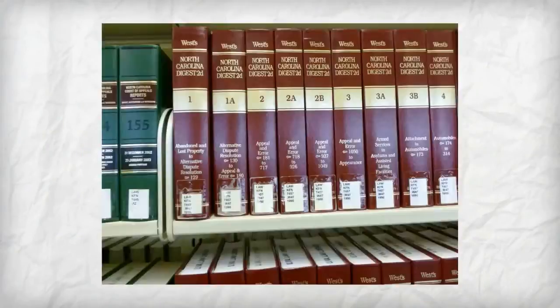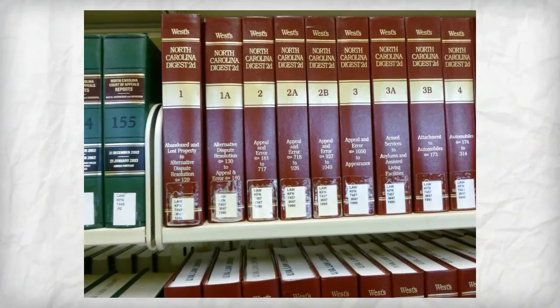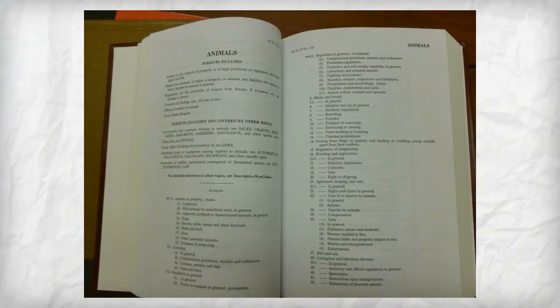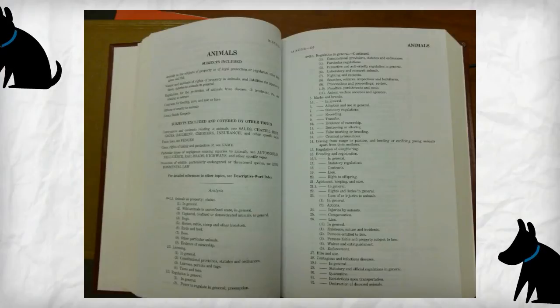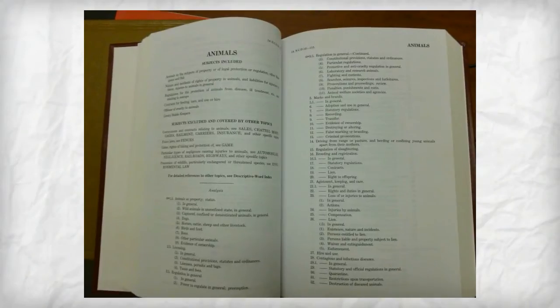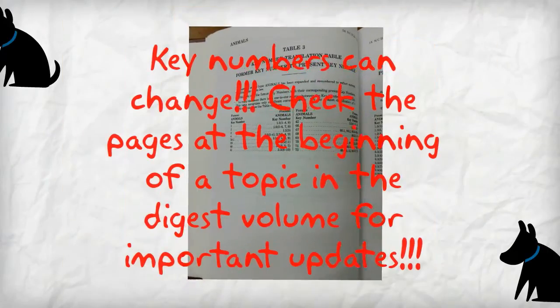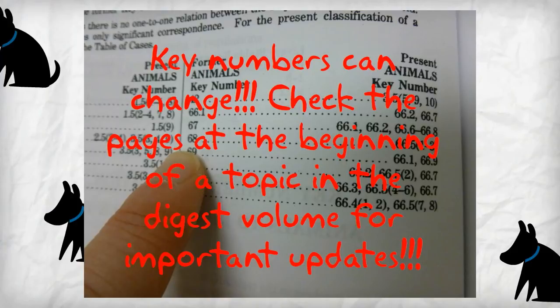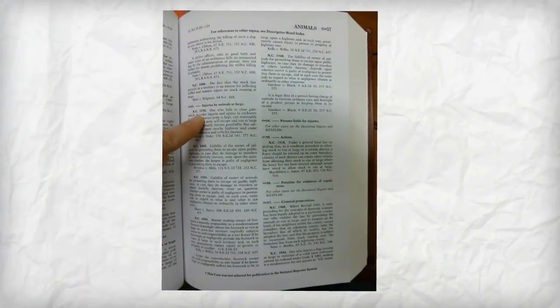So now we go to the digest volume that's going to contain the topic animals, key numbers 53 and 68. This is volume 1A. It's helpful to start by flipping to the very beginning of a topic in the digest volumes to see the table of contents. Browsing the table of contents again can alert you to legal issues that you maybe didn't think about when you were brainstorming on your own. So we flip under the topic animals to key number 53.